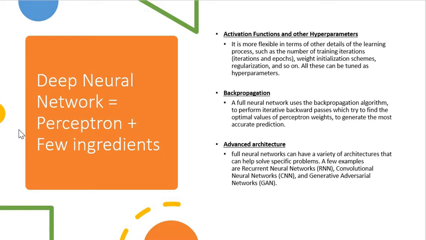Then comes the backpropagation. The backpropagation is the essence of neural net training. It is the method of fine-tuning the weights of a neural net based on the error rate obtained in the previous epochs, that is the iterations. I think by now you're aware of what an epoch is and what a batch is. Proper tuning of the weights allows you to reduce the error rates to make the model reliable by increasing its generalization.